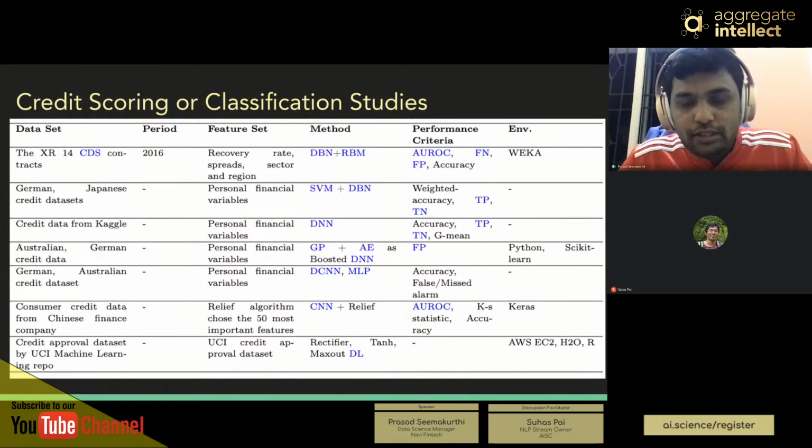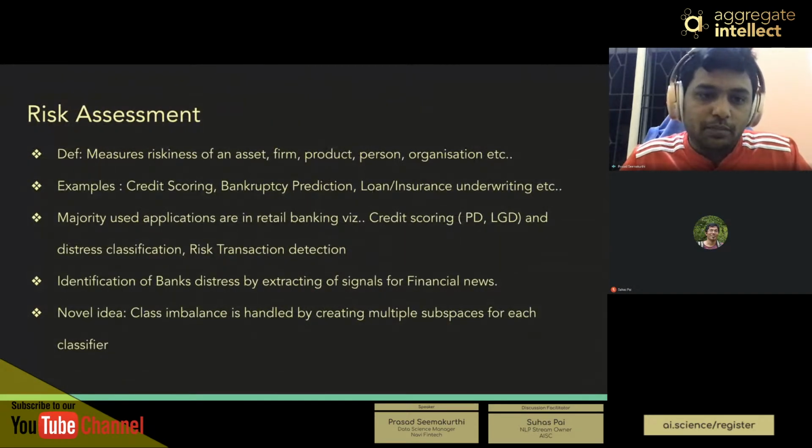The commonly used deep learning methods across credit scoring or classification are deep belief nets, RBMs, autoencoders, and deep neural networks. Some of the commonly used evaluation criteria are area under the curve, false positive rate, false negative rate, accuracy, etc. People have used mostly Python, scikit-learn, and Keras as tools for building the models. If you compare the tools with academia, most of the people in this space are practitioners. They're more worried about deploying the model into production. That's the reason behind selecting these tools for developing the models.